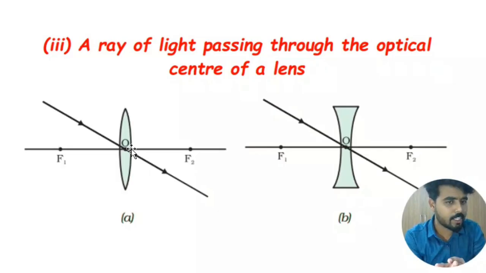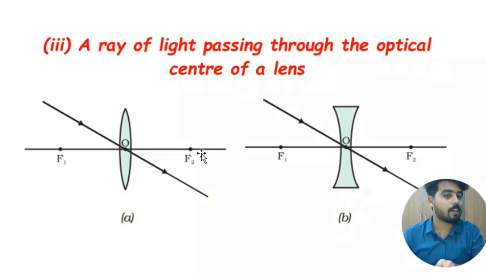There will be no reflection taking place. It is applicable for both concave and convex lens. When we are talking about a mirror, when a ray of light passes through the center of curvature, it gets reflected and comes back through the same path.